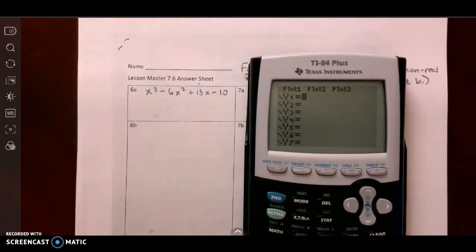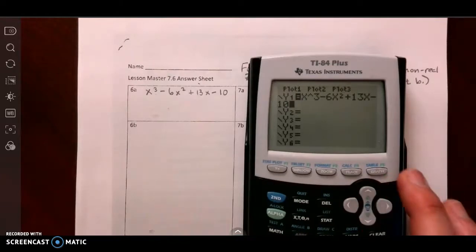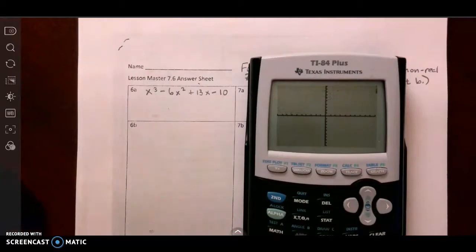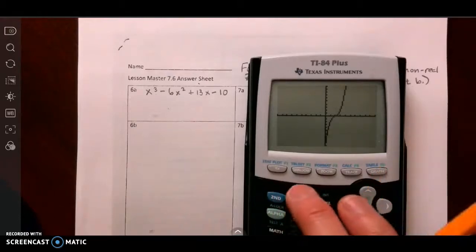So I've got x to the third minus 6x squared plus 13x. And the best way for you to do this is to actually follow along and be doing this on your calculator. I have a standard window. Let's see if I can see this graph. Okay. All right. So let's look and see which zeros I can actually see.